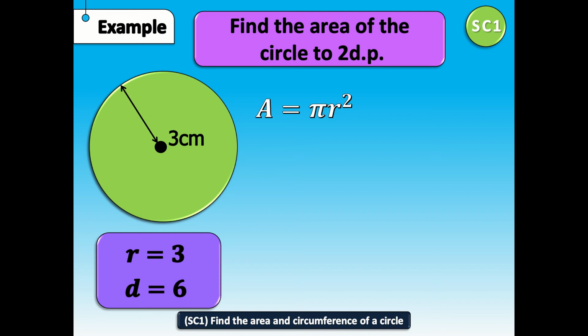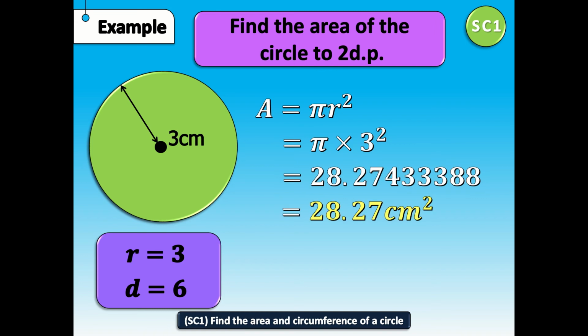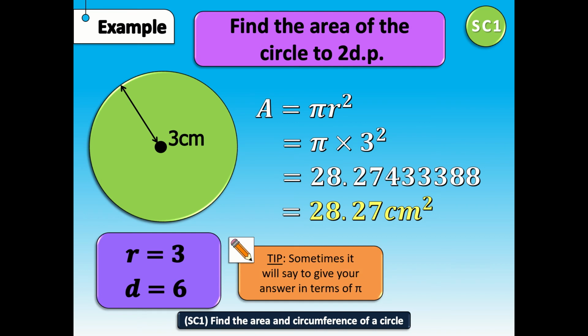We want to find the area, so we do pi times the radius, which is 3, squared, which to 2 decimal places would be 28.27. To give our answer in terms of pi, that's just what we're timesing pi by. So we're timesing it by 3 squared, which is 9. So the answer would be 9 pi. You're normally asked to give your answer in terms of pi on a non-calculator paper.